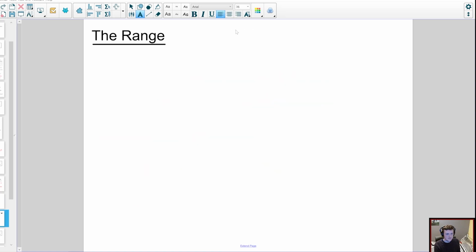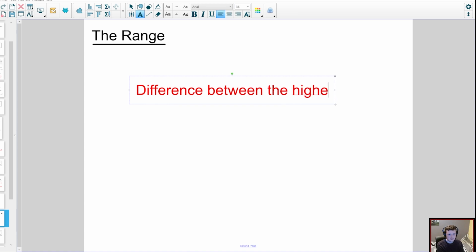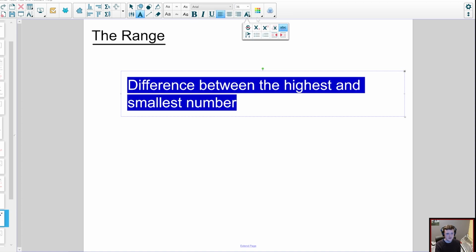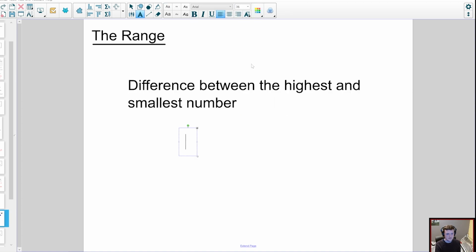Okay, so going on to the range then. Well, what is the range? The range is the difference between the highest and smallest number. So whenever you've got a data set, we've got the biggest and smallest number. The difference between the two is going to be my range. There we go. I actually changed it to black now. So the difference between the highest and smallest number.